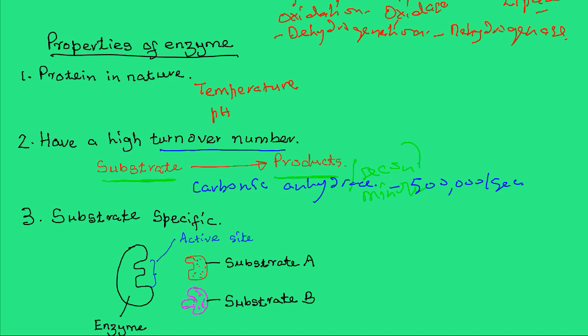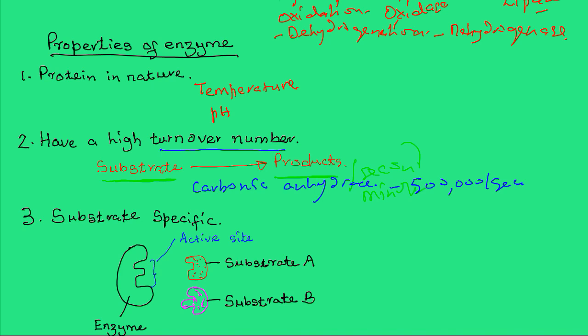And in this case, it catalyzes the reaction between carbon dioxide and water to produce carbonic acid. So in 1 second, it will convert 500,000 carbon dioxide and water particles into carbonic acid.